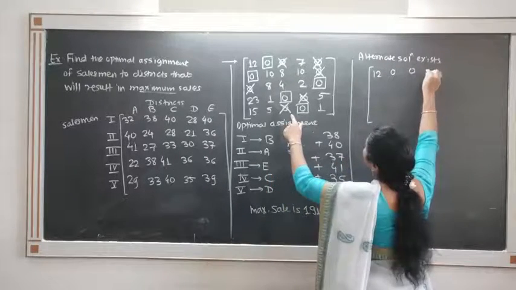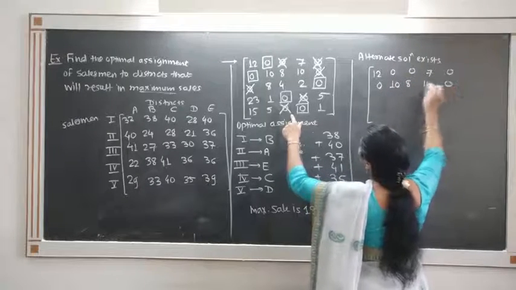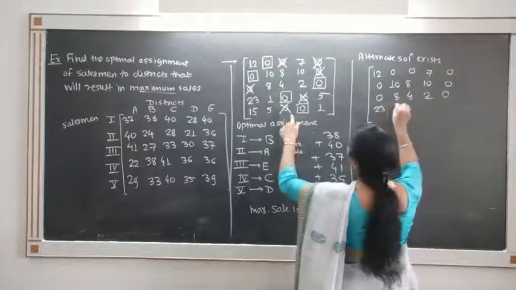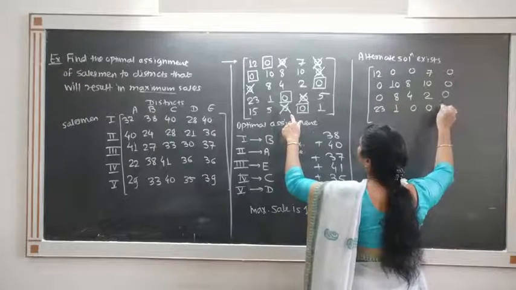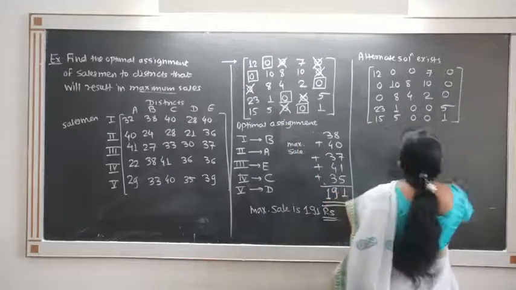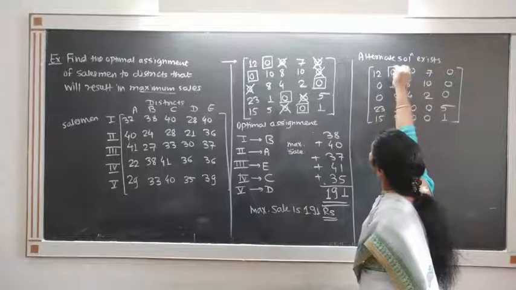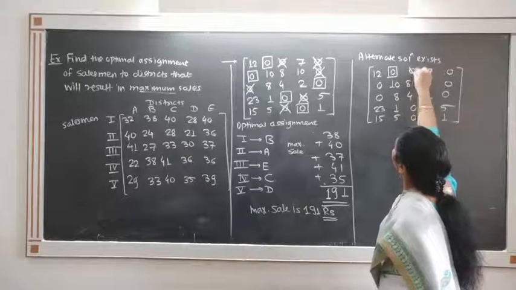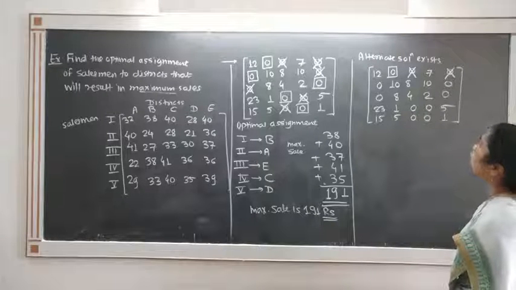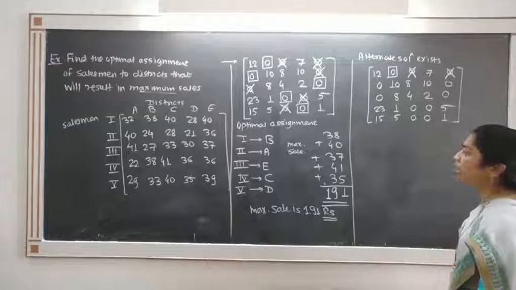12, 0, 0, 7, 0, 0, 10, 8, 10, 0, 0, 8, 4, 2, 0, 23, 1, 0, 0, 5, 15, 5, 0, 0, 1. Search for single 0, and single 0 appears in second column. So in the second column we box the 0 and cross out the remaining. Now observe that no row or no column contains single 0, and therefore alternate solution you are able to find.